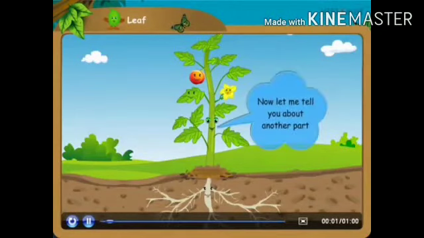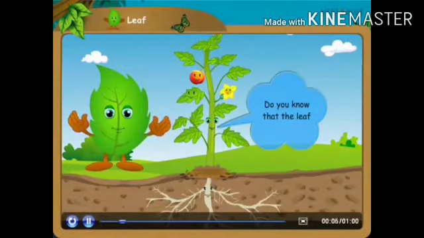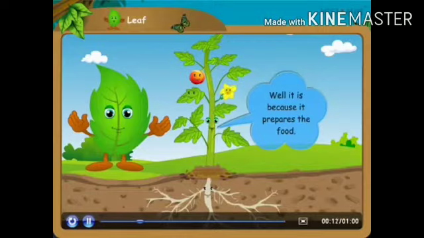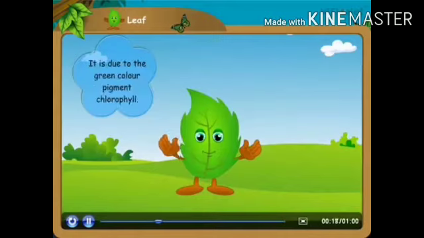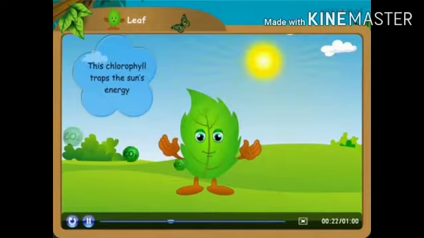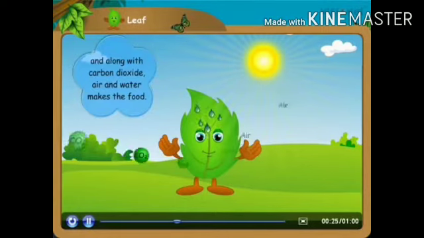Leaf. Now let me tell you about another part, that is the leaf. Do you know that the leaf is also called the kitchen of the plant or the food factory? Well, it is because it prepares the food. Do you know why the leaf appears green? It is due to the green color pigment called chlorophyll. This chlorophyll traps the sun's energy and along with carbon dioxide, air and water makes the food.